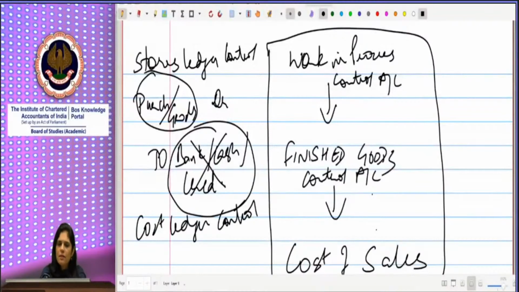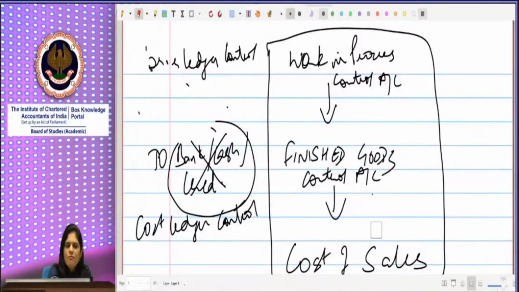So we have the financial account entry: purchase account debit to bank or cash or creditor. In cost accounting, we use stores ledger control account in place of purchase or goods, and cost ledger control account because bank, cash or creditor are financial terms, not cost accounting terms. But we have to make a double entry, so we use a cost ledger control account. All right, so this will be the entry for it. Now, if I talk about wages.